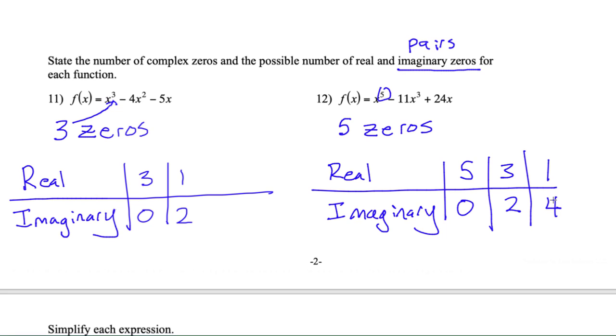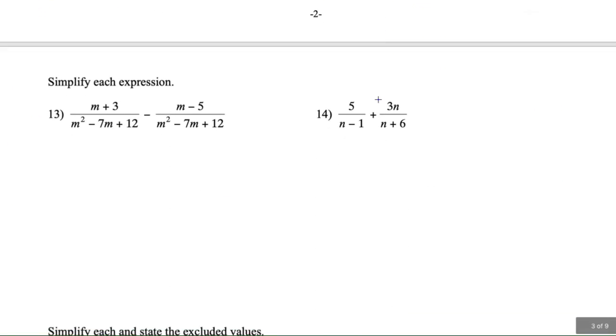And 4 of them imaginary. Those are the only 3 possibilities, and that's it. So just make sure that imaginary is going up by an even amount and starting at 0. Make sure that you have 5 zeros there. That's all there is to it.